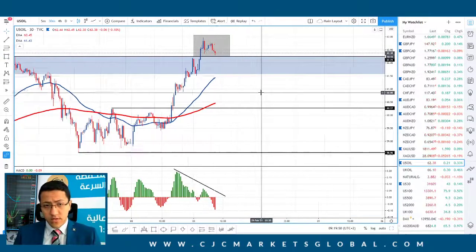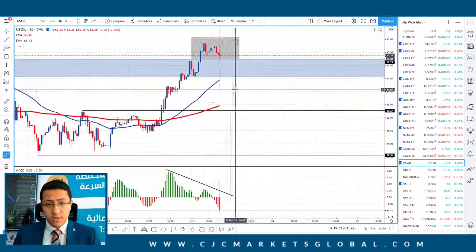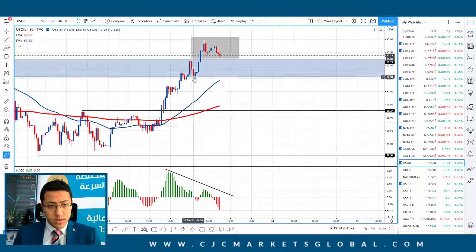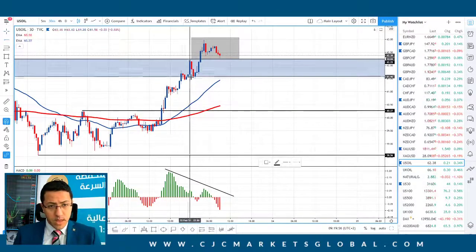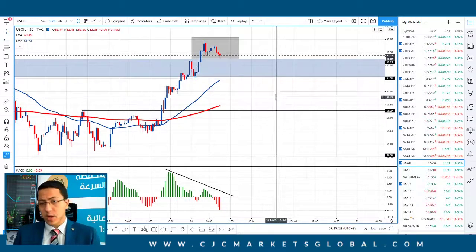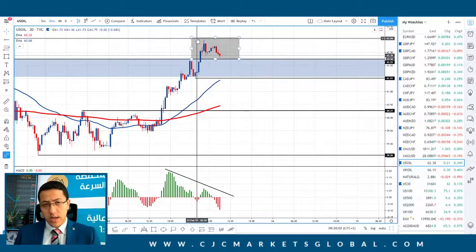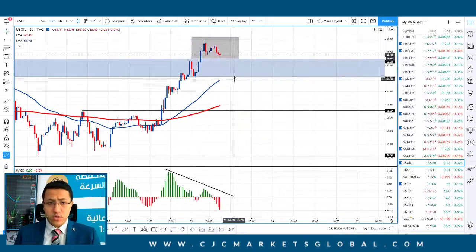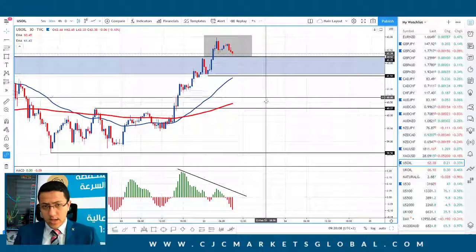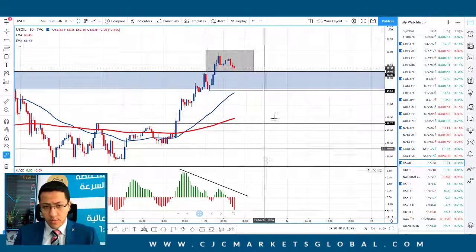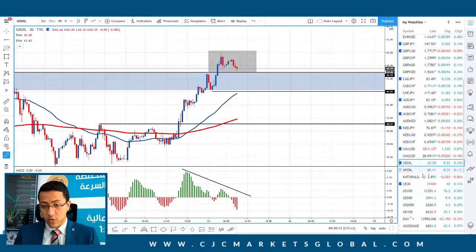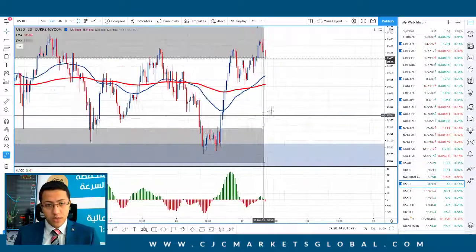What we'll be waiting for is a confirmed break below this one. Any confirmed breakout below 61.51 should approve this to be a false breakout, and we'll be continuing the move to the downside on oil. So this is a breakout not yet confirmed with a weak momentum. This is a probable false breakout on US crude oil.